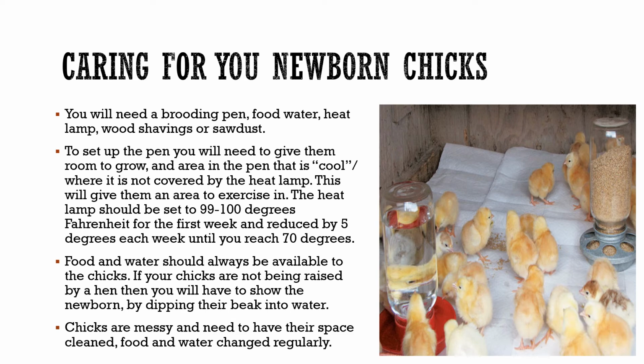Now, this heat lamp, you're also going to want to keep it set between 99 and 100 degrees Fahrenheit for the first week. Then after that first week, you're really going to be able to reduce that temperature by about 5 degrees each week until you reach 70 degrees.